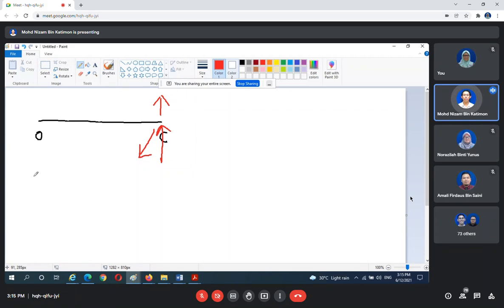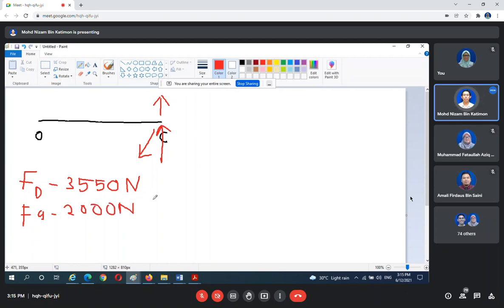Okay, let's say we have a radial load, 3550 Newton. And then we have an axial load. Okay, we have axial load, let's say 2000.